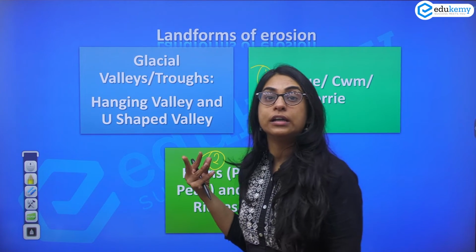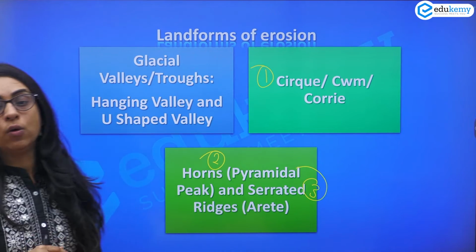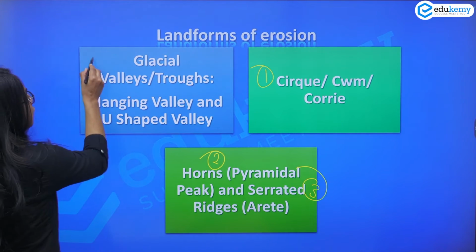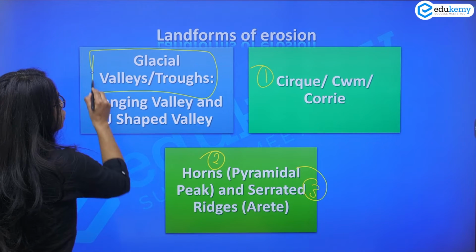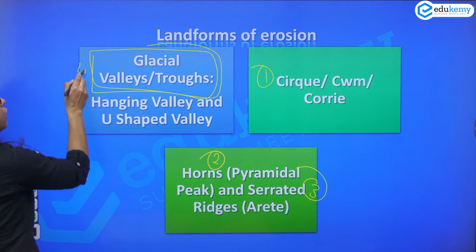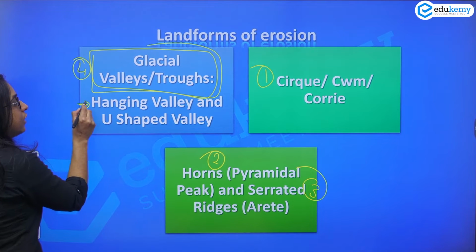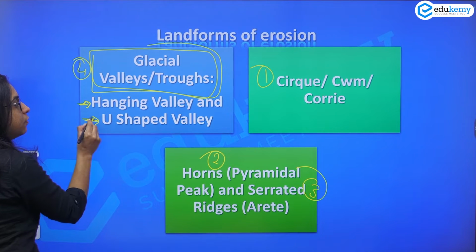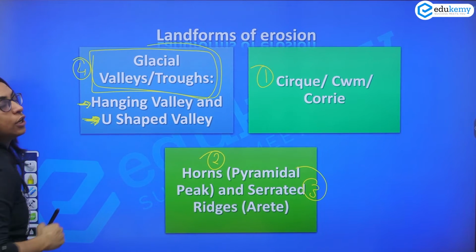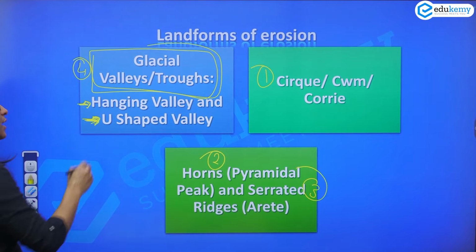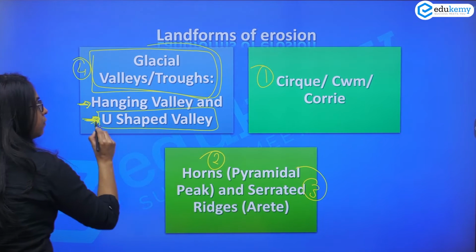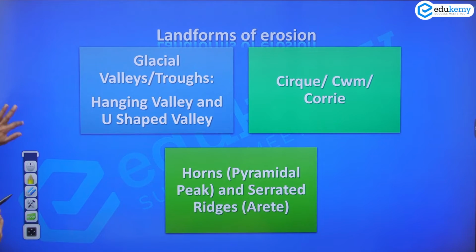A very important erosional landform that I'm now moving on to is the glacial valley or the glacial troughs. They are of two types. One is the hanging valley, the other is the U-shaped valley. So first let's understand the U-shaped valley. What is a U-shaped valley?